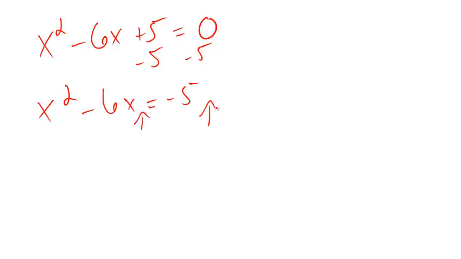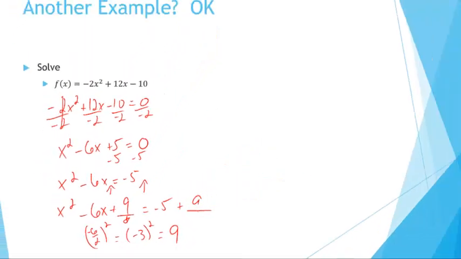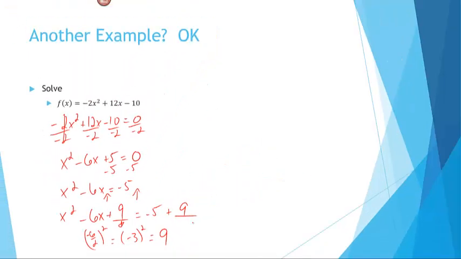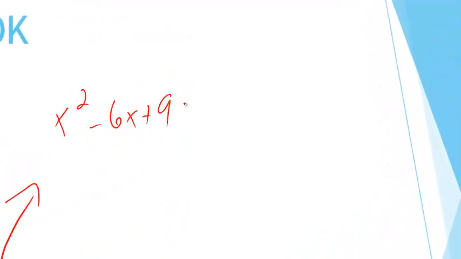Add some space here and here. So that'll give us x squared minus 6x plus blank equals negative 5 plus blank. We're going to fill our blanks here with negative 6 divided by 2, squared. Negative 6 divided by 2 is going to be negative 3, squared. Negative 3 squared is positive 9. So add 9 to both sides. So that's going to give us x squared minus 6x plus 9 equals negative 5 plus 9. That's going to be 4.